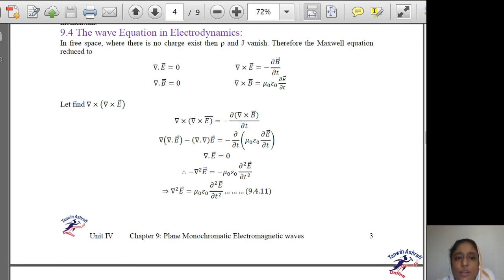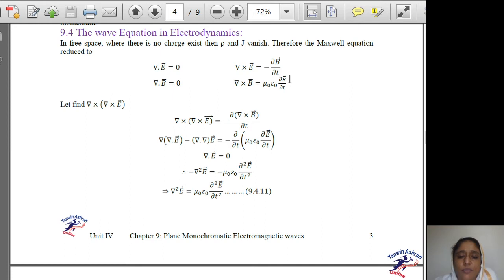The wave equation in electrodynamics. In free space, no charge exists. Since there is no charge, there is no current. Therefore, charge density and current density vanish. Therefore, Maxwell's equations will reduce to del dot E equal to 0, del dot B equal to 0, del cross E is equal to minus del by del t of B, del cross B is equal to mu naught epsilon naught del by del t of E.